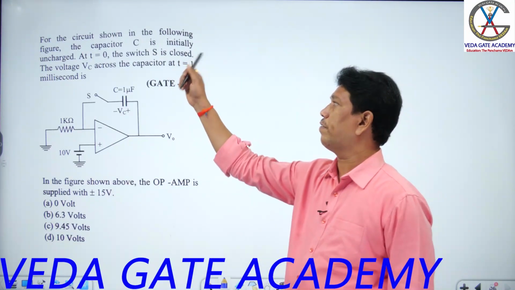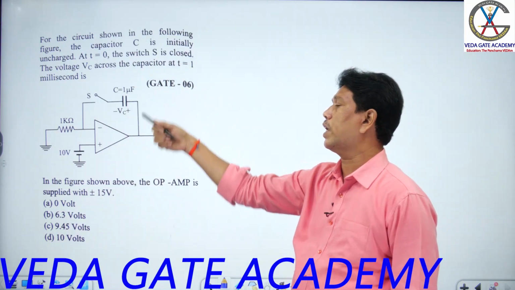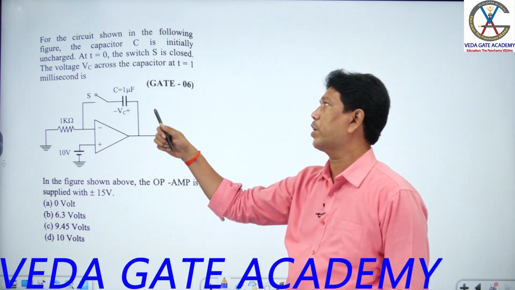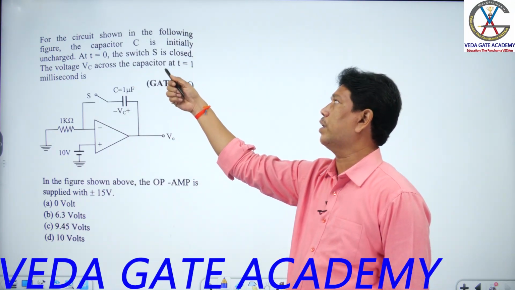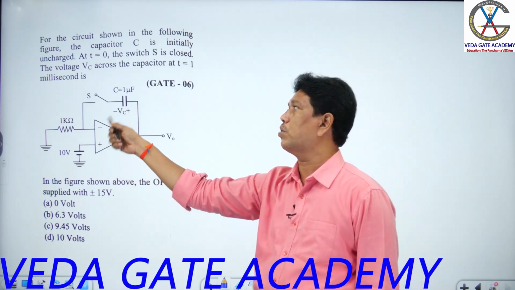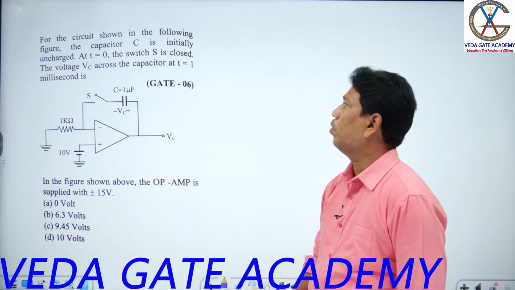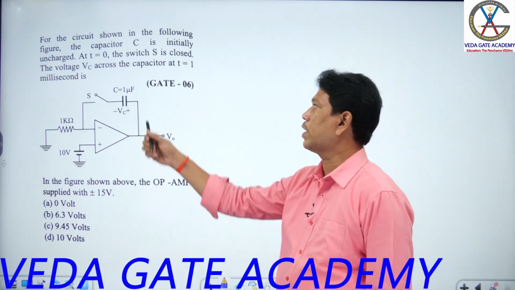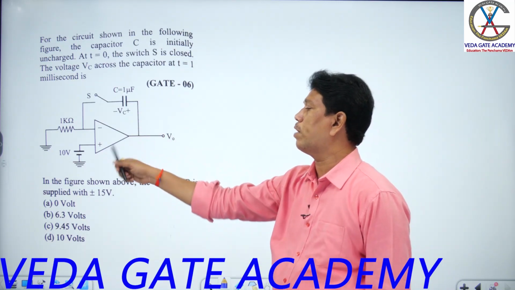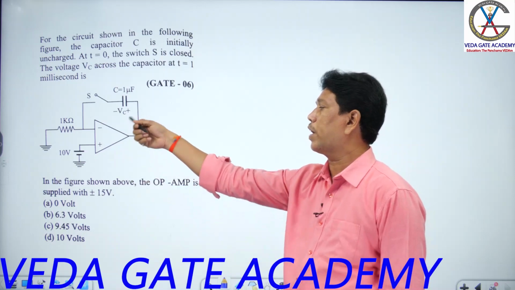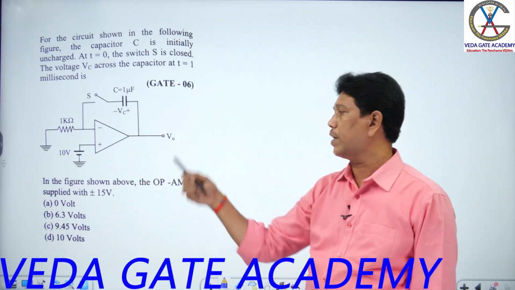For the circuit shown in the figure, the capacitor is initially uncharged, no charge on the capacitor. At t equal to 0 second, the switch is closed. So the question asks: what is the voltage Vc across the capacitor at t equal to 1 millisecond?